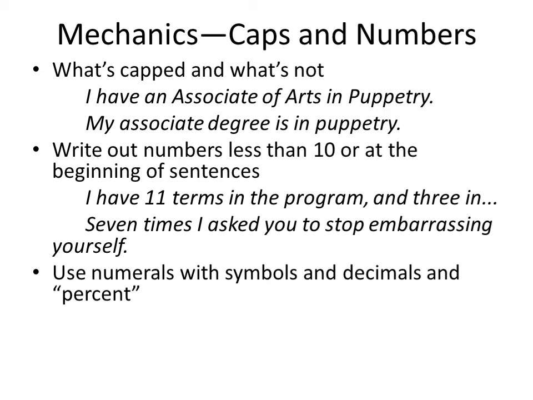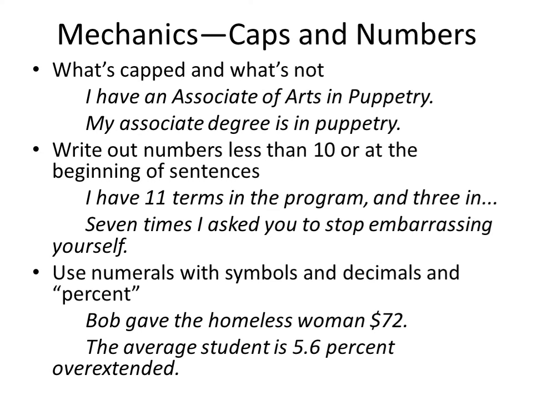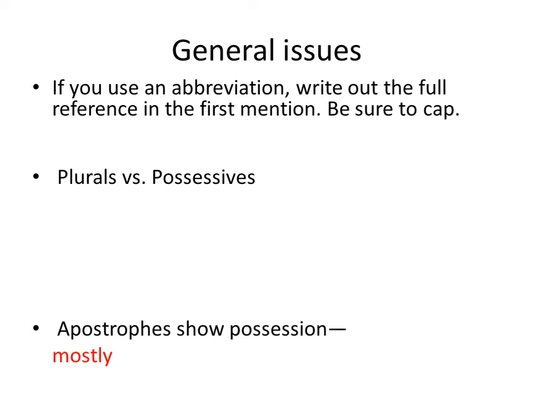Now, there's, of course, exceptions. That's what we love in English. There are always exceptions to rules. And so, if you use your number next to a symbol, or if you use it with a decimal point, or if you use it with the actual word percent, you can use the numerals at that point. So you'll see those examples at the bottom. You've got the symbol for dollars, and you've got something written as a decimal. Pay close attention to that.